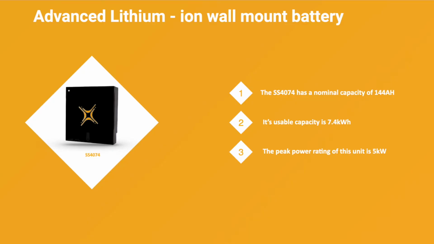The SS4074 has a nominal capacity of 144 amp hours. Its usable capacity is 7.4 kilowatt hours. The peak power rating of this unit is 5 kilowatts. Let's take a quick look at how easy it is to install the SS4074.